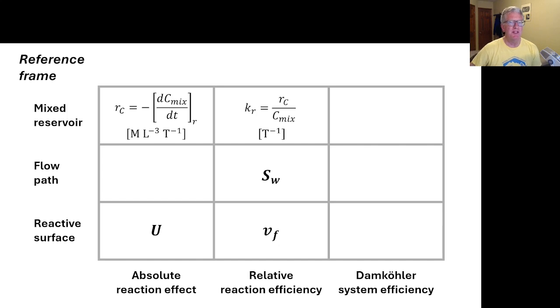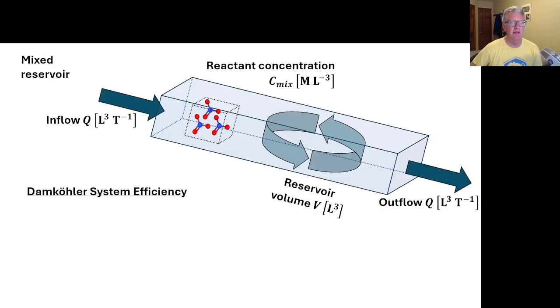We can round out the metrics for mixed reservoirs by characterizing a whole reservoir efficiency that describes the likelihood of a reactant being processed before export. The inflow and outflow of the mixed reservoir have dimensions of a volume of water transfer per time.